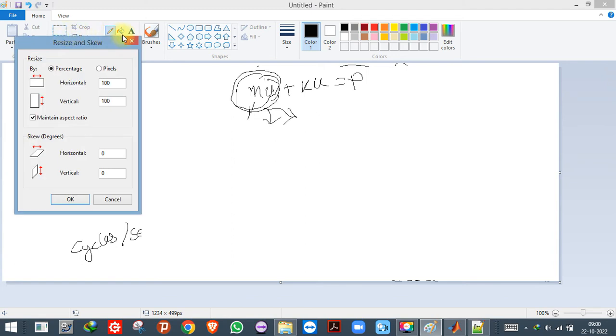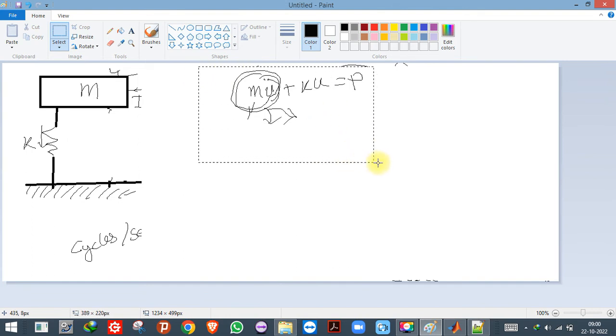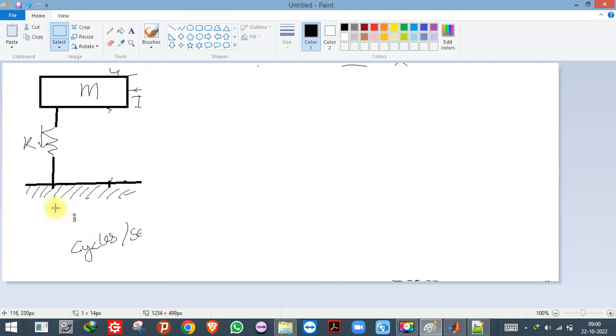Now as I have said, first we will try to simply solve this mass spring damper system. So let us write the equation here. M, this is u, m u double dot plus k u equal to 0. Initially we are considering free vibration.